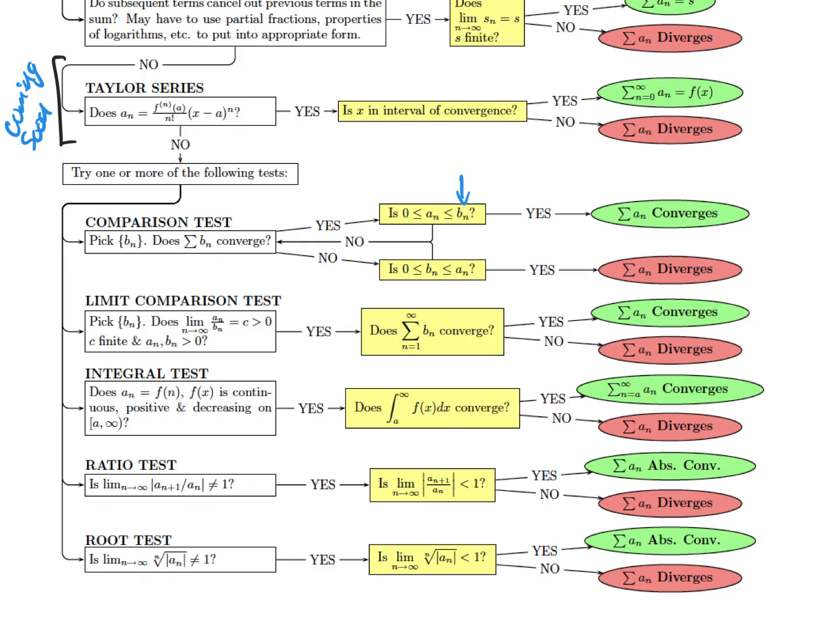This is useful when we have a power of n. When we take the nth root, the limit as n goes to infinity of the nth root of a sub n, if that doesn't equal 1, then if it's less than 1, it converges. If it's greater than 1, it diverges. Because if it's equal to 1, it doesn't tell us anything. Same thing with the ratio test. If the ratio test is equal to 1, it doesn't tell us anything.